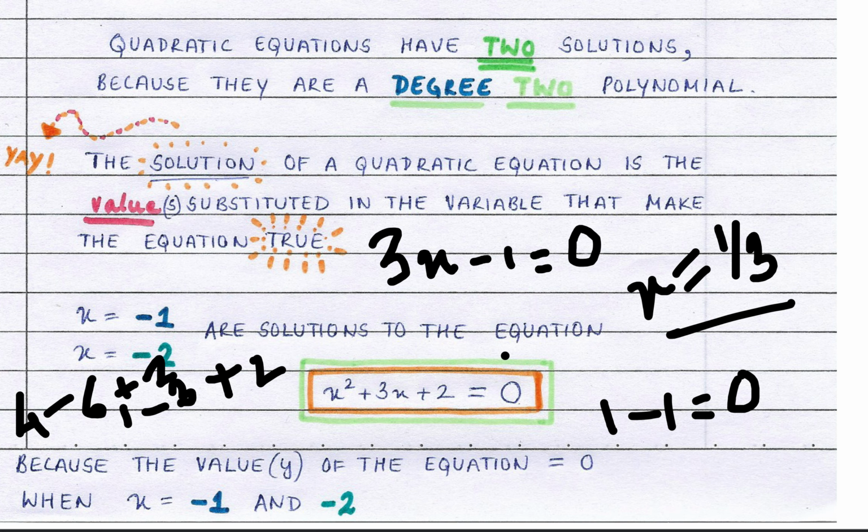So how do we find the solution of a quadratic equation? We will find out in the next few videos. There are many ways to do this. We can use factorization. We can use completing the square. There is a quadratic formula as well. We'll also find out how to draw the graphs for quadratic functions and also how to solve quadratic inequalities.